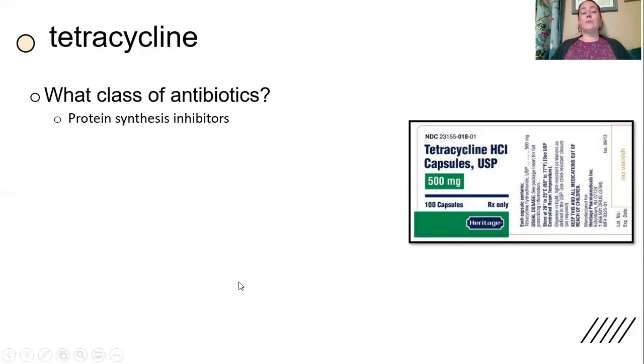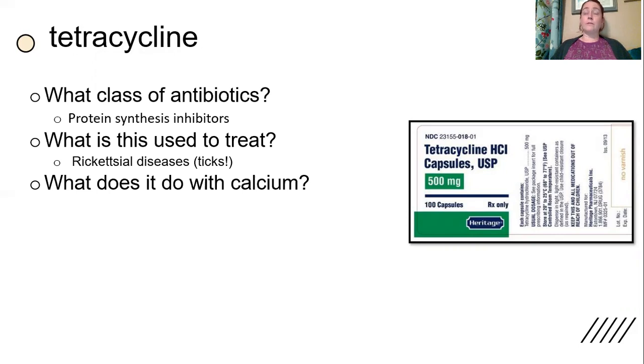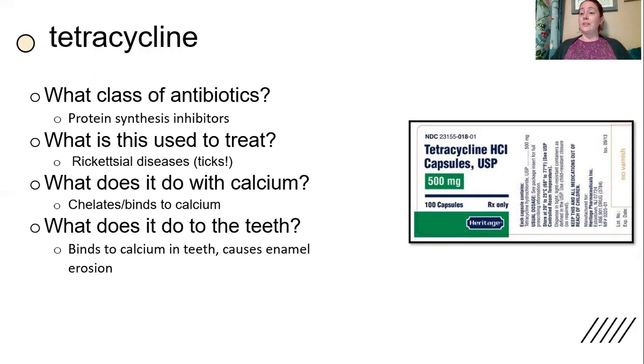Tetracycline, this is going to be a protein synthesis inhibitor, and we use it to treat rickettsial diseases that are caused by ticks. We can also use it for upper respiratory infections. They use this in shelters a lot, or for animals that have allergies to cell wall inhibitors. And what does it do to calcium? It's going to chelate or bind to calcium. What does it do to the teeth? When it chelates or binds to the calcium, especially in young animals that do not have their adult teeth in yet, it can cause enamel erosion or enamel defects.